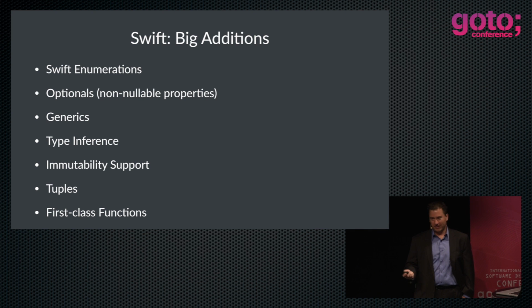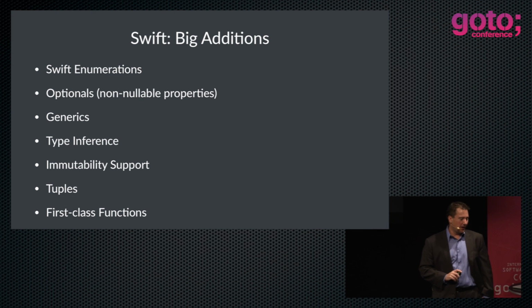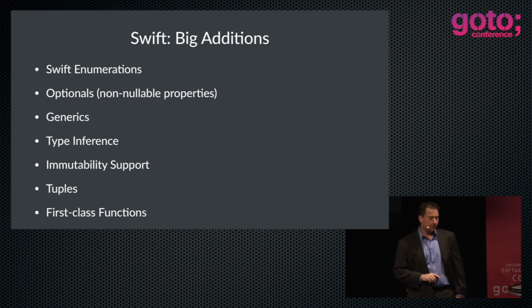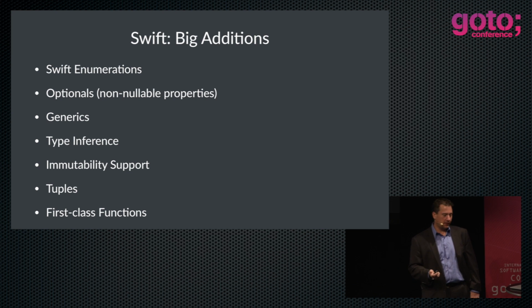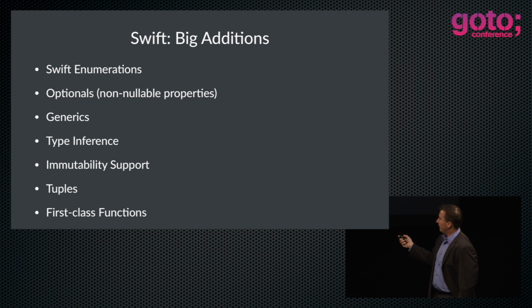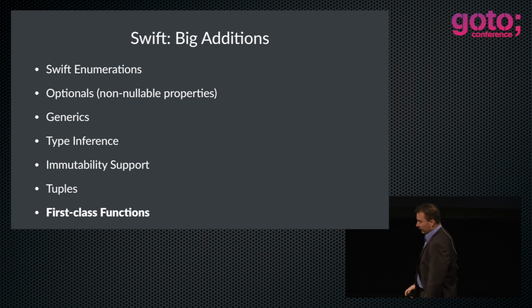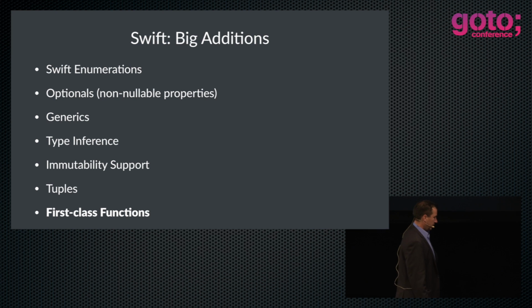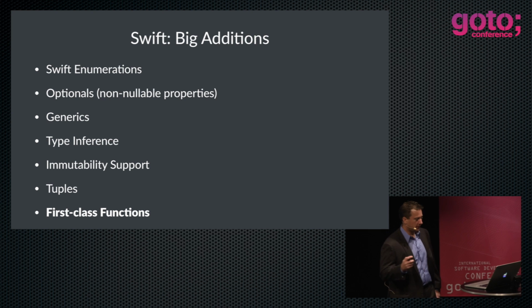It has automatic type inference. Again, C# people are familiar with this. It has a lot of built-in support for mutability along the lines of structs. It has tuples, which are sort of like struct light. We'll look at those for a second. And it has first-class functions. First-class functions are the thing I'm going to concentrate on today, because first-class functions are the thing that allows you to really adopt some of the more functional paradigms in your development.